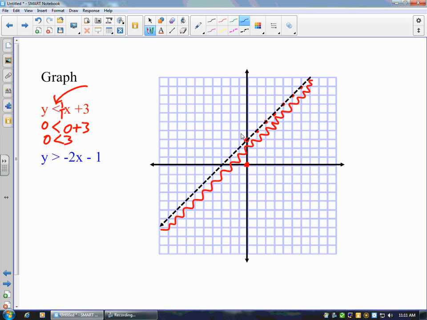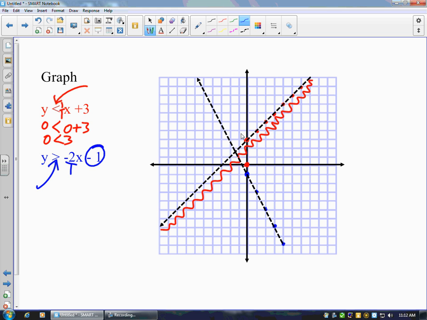Okay, the next line. So we have a minus 1, so go down 1. And then our slope is down 2 over 1. So down 2, forward 1, and so on. Then again, look at our sign. If there's an equal bar, it's a solid line. If not, it's a dotted. In this case, it's again a dotted line. That means every point on this line won't actually satisfy the equation. So we're going to leave it dotted so we know that that's the boundary line.